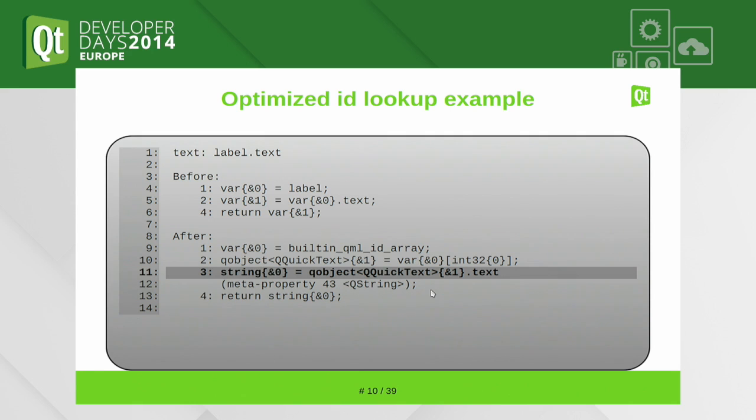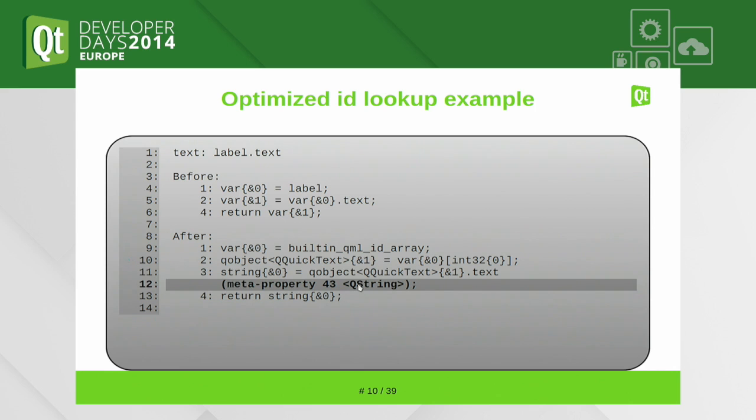And as a result, the after case has more lines of code. You might think this is slower, but it is quicker because we don't have to look up things by its string. We don't have to do the string comparisons. Instead, we get from an array, we get the first element in the array, and then we get an object out of it. From that object, we ask it, give me the property number 43, and we already know it's a QString. And this is a quicker way of resolving names.